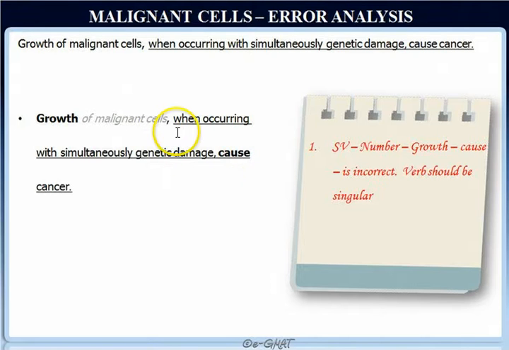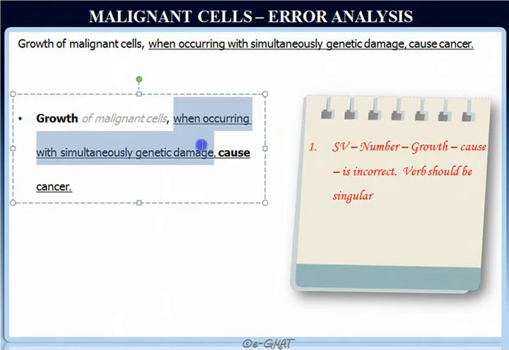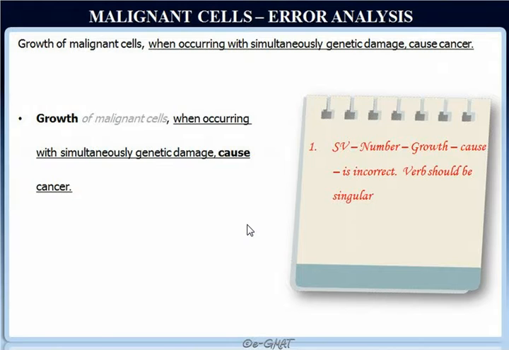Then let's look at the modifier. When occurring with simultaneously genetic damage, this whole thing is actually modifying the verb cause cancer. It's basically providing the timing of when the cancer would be caused. So when growth of malignant cells happens at the same time as the genetic damage does, then this leads to cancer.